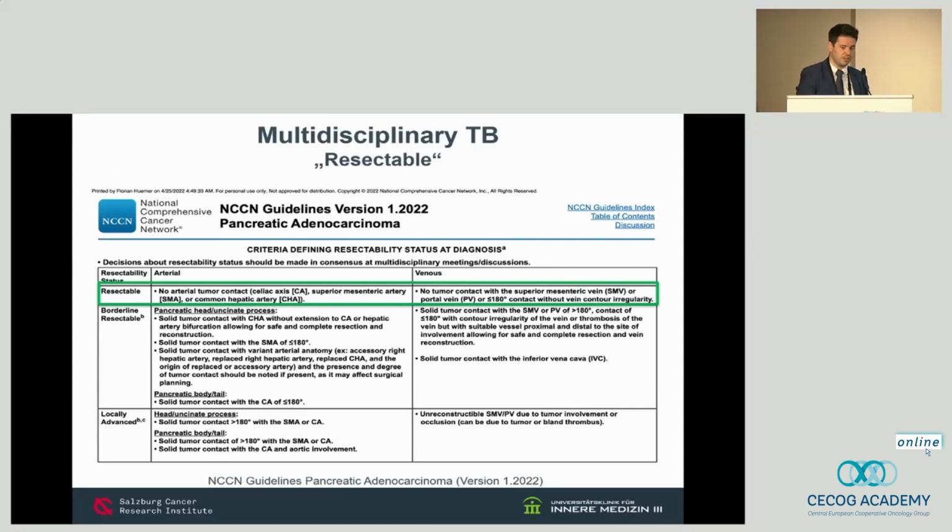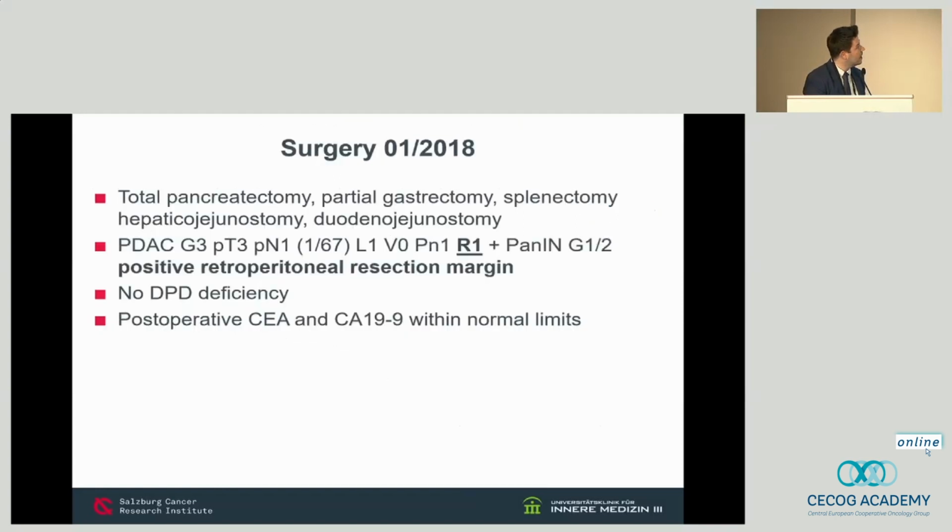There was no arterial tumor contact with the celiac axis, with the superior mesenteric artery or the common hepatic artery. There was no tumor contact with the portal vein, and the tumor contact with the superior mesenteric vein was below 180 degrees. And as I said, the patient underwent total pancreatectomy, partial gastrectomy, splenectomy. He got a hepaticojejunostomy and duodenojejunostomy.